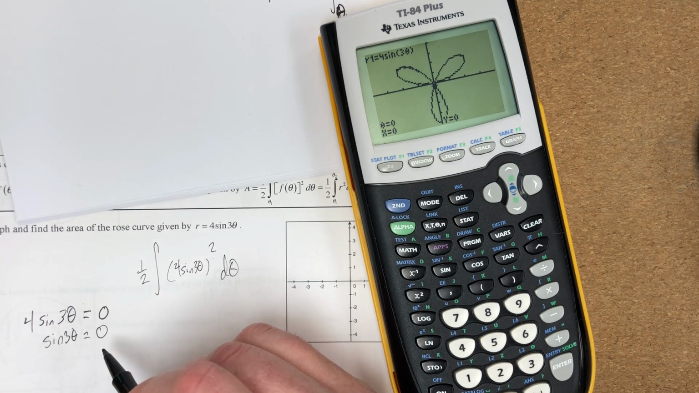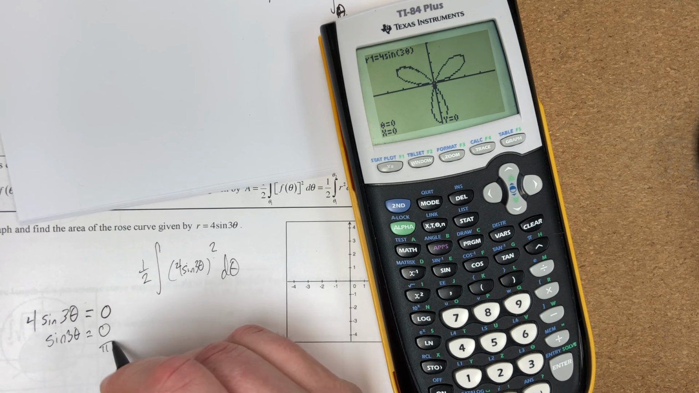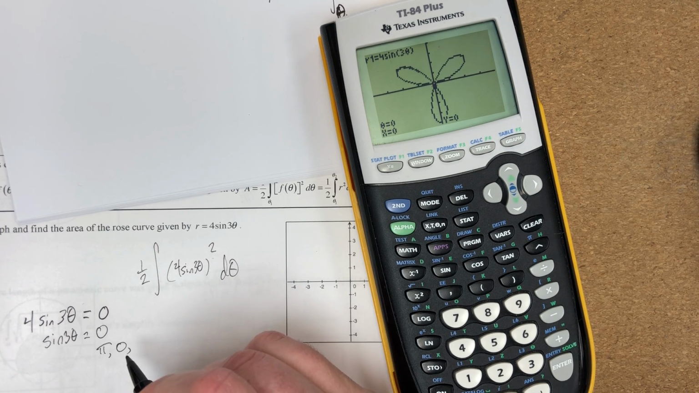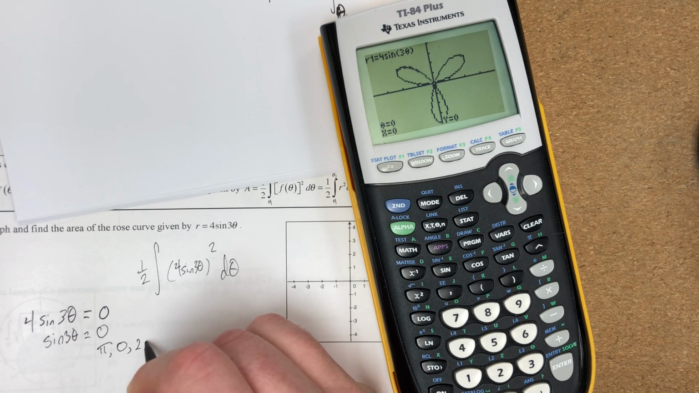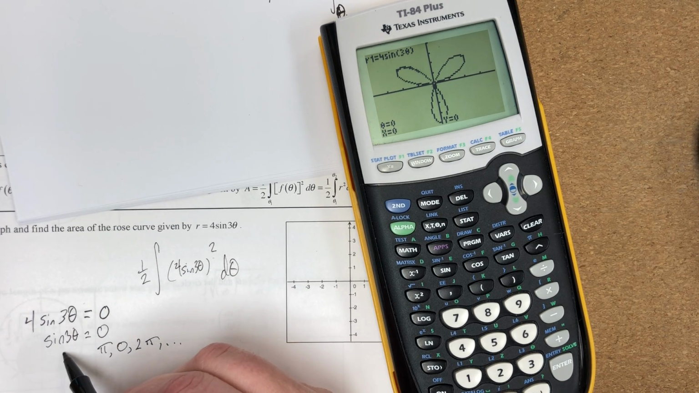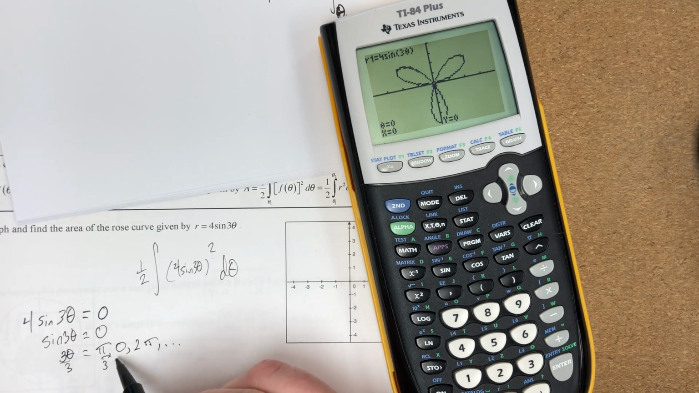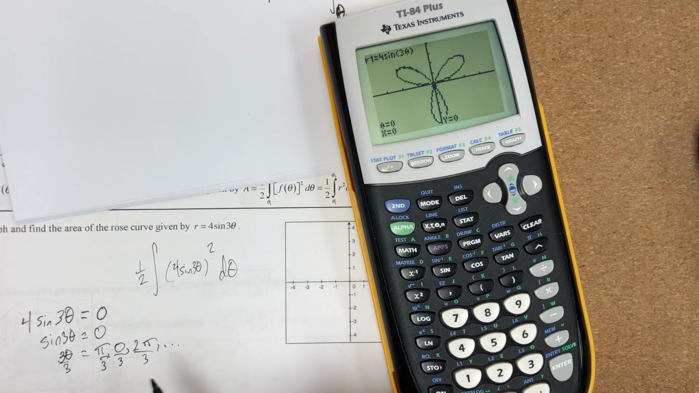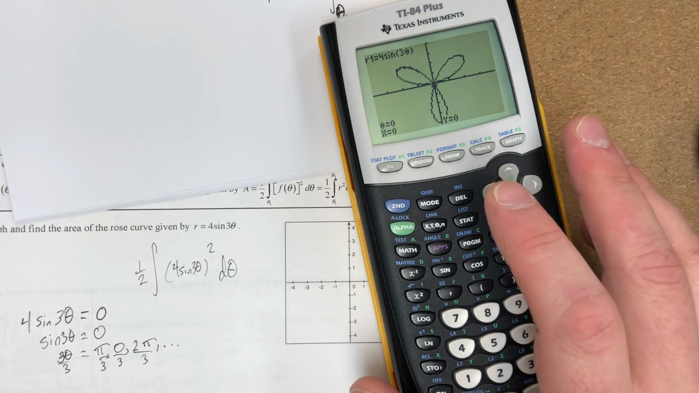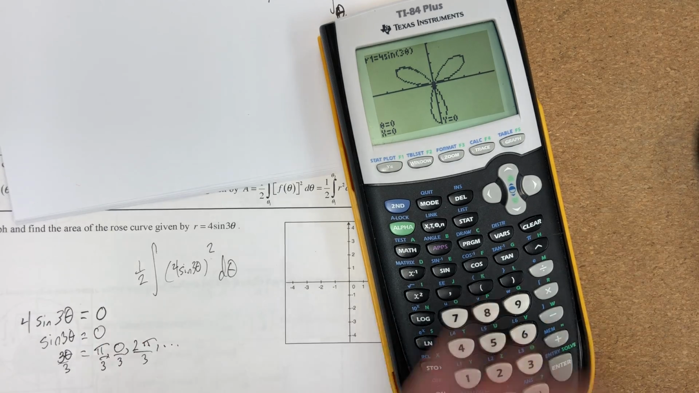So that means sine is equal to 0 at pi, and 0 is another one, 2 pi, etc. But that's not theta, that is 3 theta. So to find out what theta is, I'll divide those all by 3. I should be able to go from 0 to, Stu says negative pi over 3 to pi over 3, but I think just 0 to pi over 3 is going to get us there.